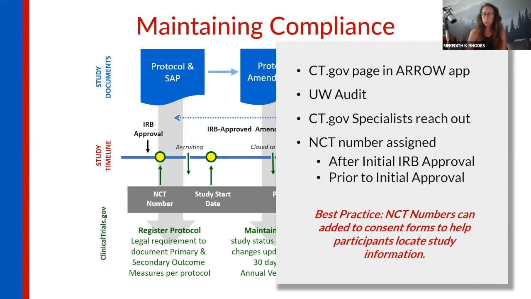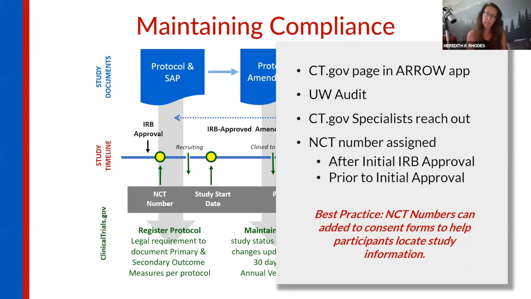So we understand that a record requires registration to CT.gov because we run weekly reports out of Arrow. And in Arrow, we look at studies that have initial IRB approval or have been submitted for initial IRB approval and have passed scientific review. At that point, we typically reach out to a study team to offer our services of registration.